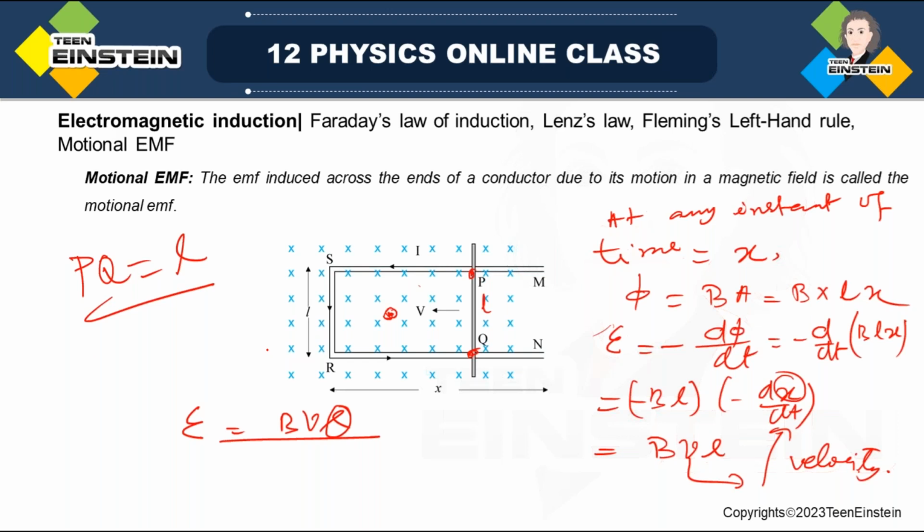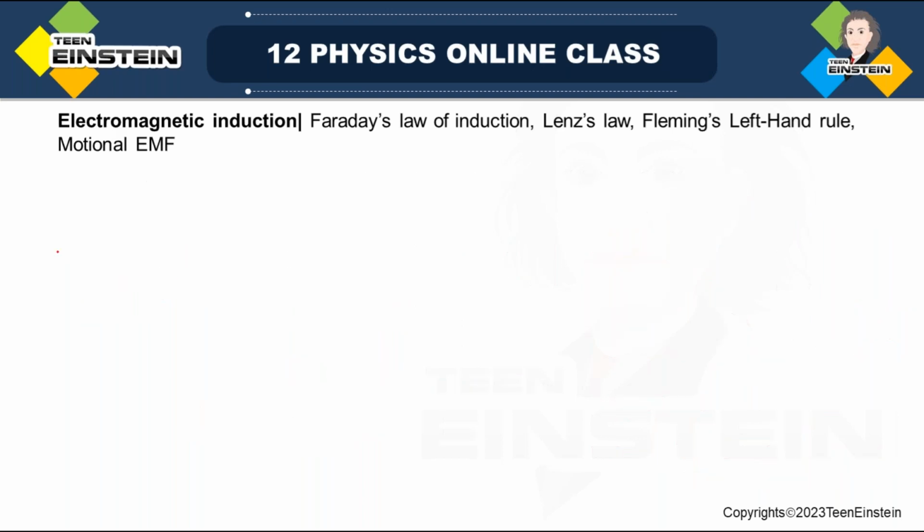So the direction of the induced EMF has to be such that the induced EMF will produce a magnetic field coming out of the plane of the paper. That actually indicates the current will be flowing from P to S, S to R, and R to Q, Q to P. So we have got the EMF.